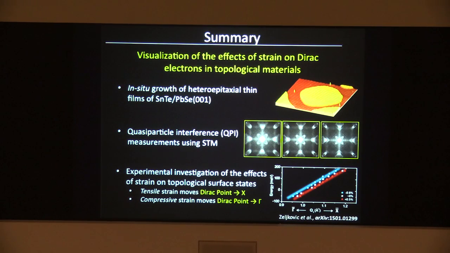So we have seen a shift in the momentum space position of the Dirac nodes by strain. What we need to do next is to actually look for pseudomagnetic fields. We haven't seen that yet. So that's our next job. And then the next thing would be to be able to move the Fermi energy to the lowest Landau level and see if we see some correlated electron physics. That's it. Thank you for your attention.